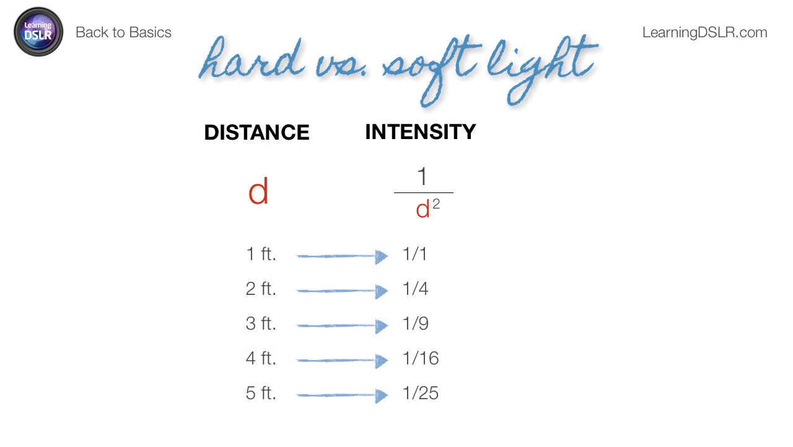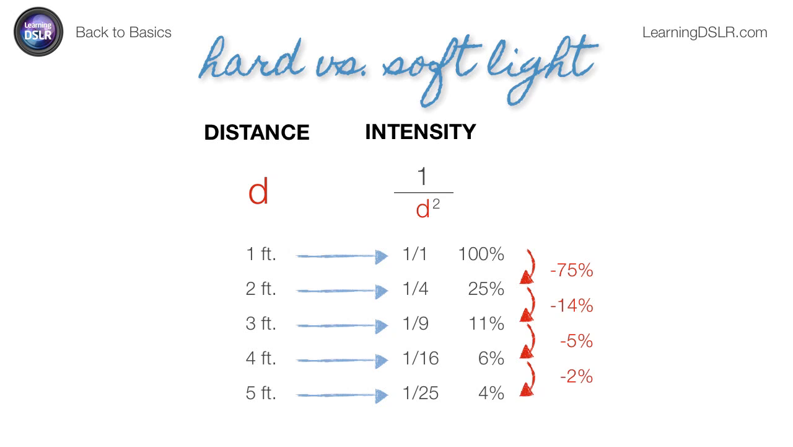So let's look in the middle. 3 feet. 3 squared is 9, so 1 over 9. 5 squared is 5 times 5, which is 1/25. But here's the really interesting thing. When you look at it as a percentage, you're going to notice something quite dramatic. The fall off is progressively less and less.